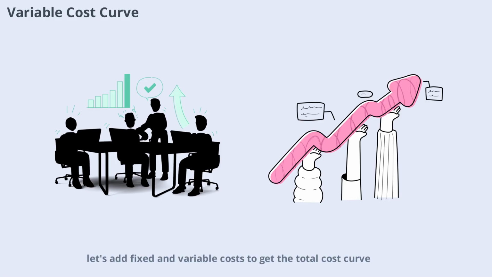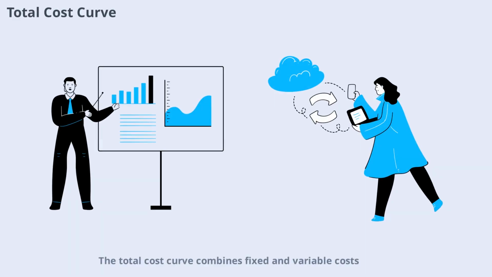Next, let's add fixed and variable costs to get the total cost curve. The total cost curve combines fixed and variable costs. It starts at the level of fixed cost and rises as variable costs are added with each unit of output. The curve shape mirrors the variable cost curve but is shifted upward by the amount of fixed cost. This visualization helps businesses see the overall expense of production at different output levels.